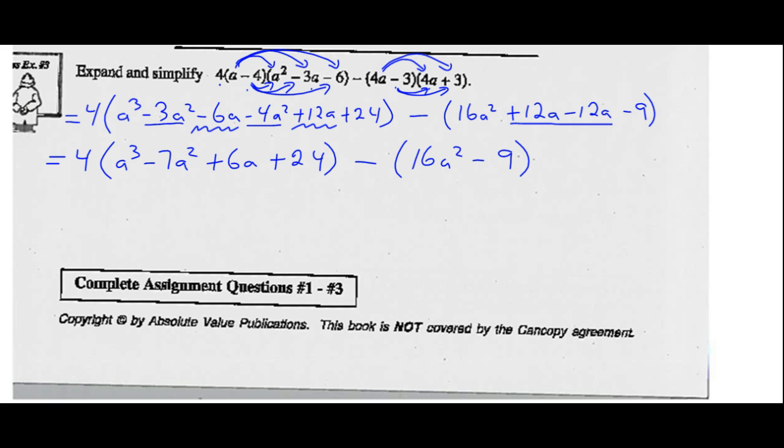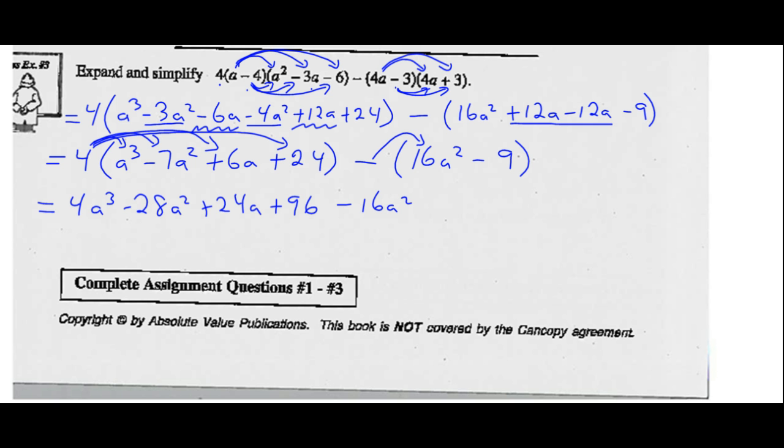All right. Now I want to go ahead and multiply through by the 4 in the first bracket. So 4 times a cubed, 4 times negative 7a squared, 4 times 6a, and 4 times 24. And in the second bracket, I'm going to multiply through by the negative 1. So I get minus 16a squared and positive 9. Negative times a negative is a positive.